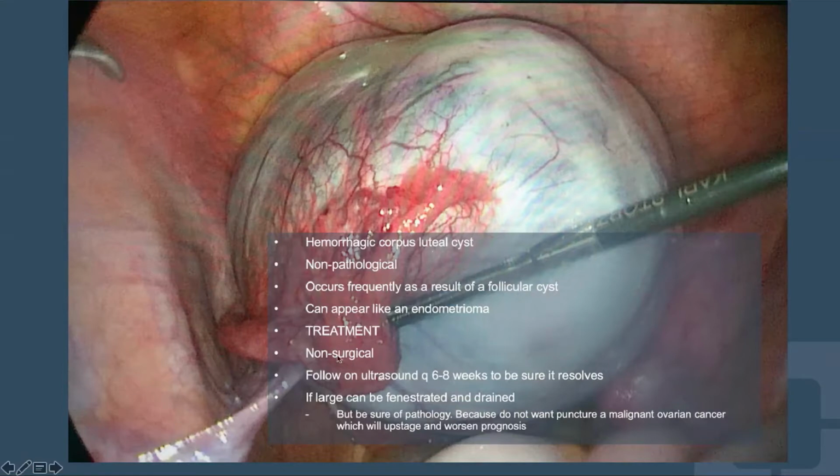The treatment is non-surgical. If it's concerning, if there's a lot of pain associated, if there are adhesions in the endometrial cavity, or if there's endometriosis associated, we'll sometimes recommend fenestration. But you want to make sure you have good imaging before you do this to prevent spread of a malignant ovarian cancer, which could upstage. Otherwise, we'd follow these up in 6 to 8 weeks on ultrasound.